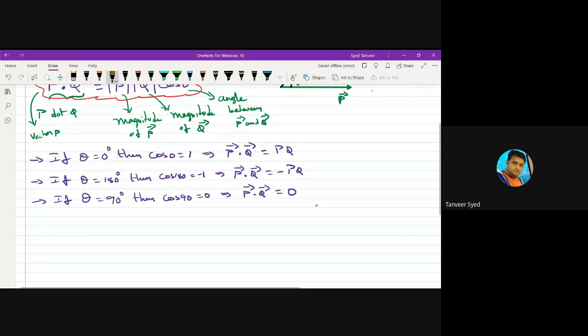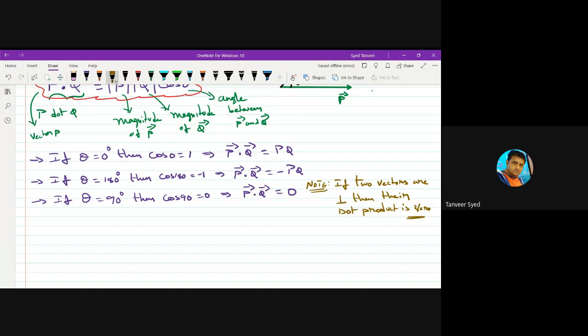And this is an important point, or a note to be made: if two vectors are perpendicular, then their dot product is 0. Important point. You get many questions based on this point. If two vectors are perpendicular, then the dot product will be 0.